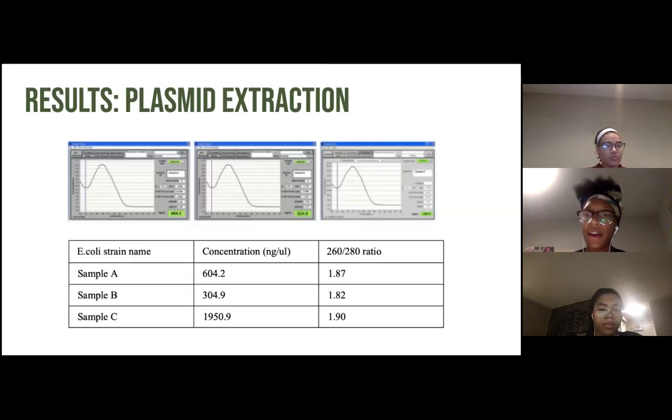We found that in the 260 and 280 ratio, the values were 1.87, 1.82, and 1.90 for samples A, B, and C. These values are important because if the ratio is around 1.8, it's considered pure and not contaminated by other substances in the cell, like RNA, proteins, and salts. So this lab was important because efficient plasmid DNA extraction is important for obtaining target DNA needed for later processes.